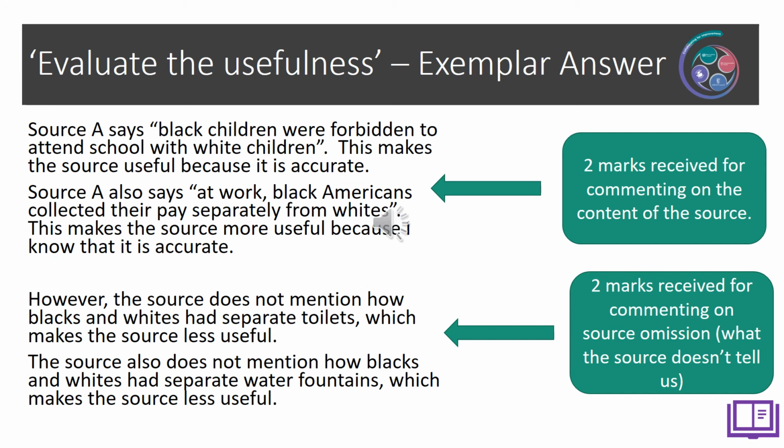Two correct quotes have been identified from the source, and the explanation, the source is useful because it's accurate, has also been given. The second part of the answer that you see on the screen is from the source omission. However, the source does not mention how blacks and whites had separate toilets, which makes the source less useful. The source also does not mention how blacks and whites had separate water fountains, which makes the source less useful. 2 marks were also picked up for this part of the answer. So overall, what you see on the screen, currently this answer would receive 4 out of 5.